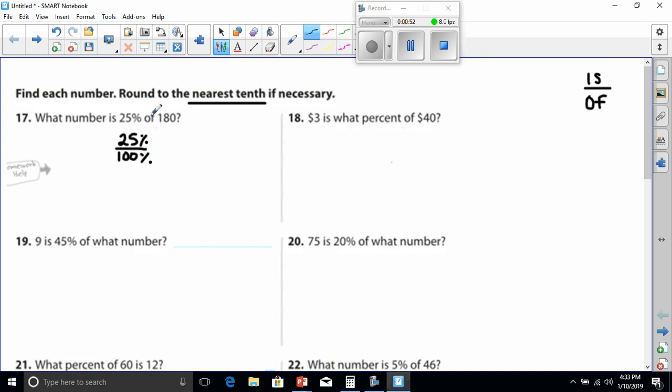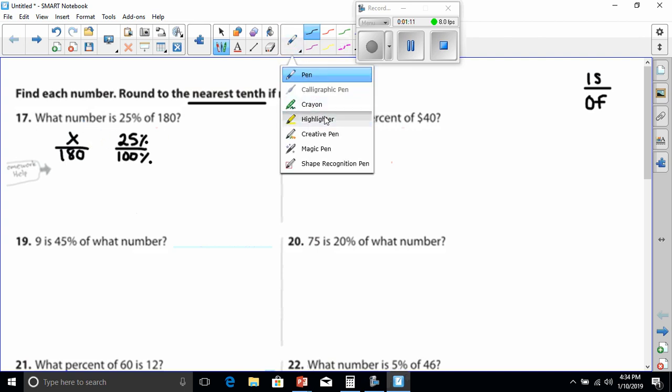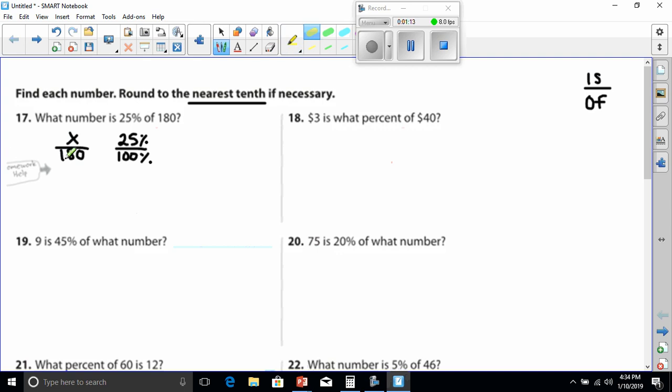Of 180. Now, of again means the bottom. And since we're talking about 180, we're going to put 180 on the bottom of our other fraction. And we are going to be looking for the top number. Okay, so now we cross multiply. And if I cross multiply, I'm going to use my highlighter to display that we will be multiplying 180 to 25% and x to 100. And let's go ahead and work that out.